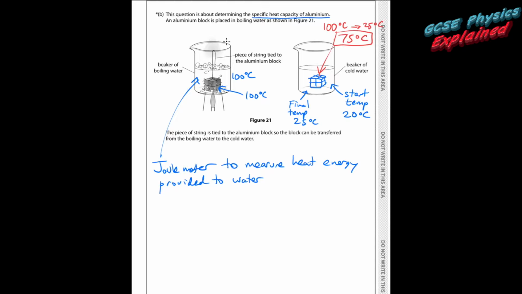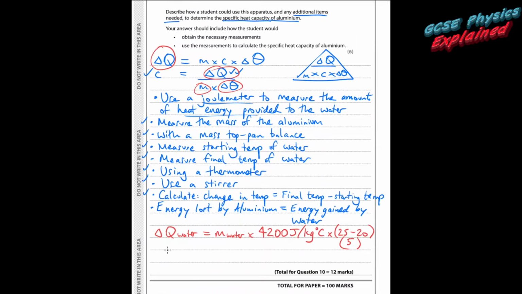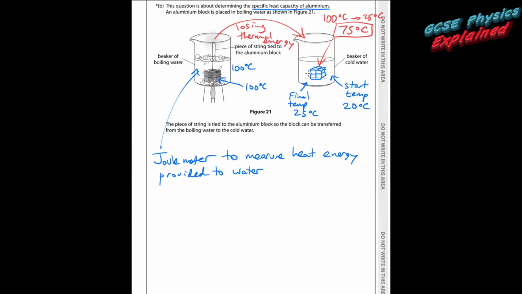They sometimes say how to make it more efficient. Right, you're going to have to try to get that aluminium into this water as quick as possible and as safely as possible without losing too much thermal energy. Transfer the aluminium block quickly so the thermal energy lost is only small. You'd also get marks then for saying measure how much water you've got in this beaker of cold water.